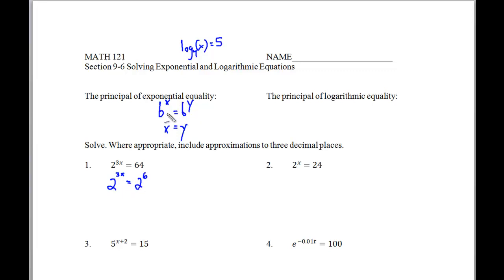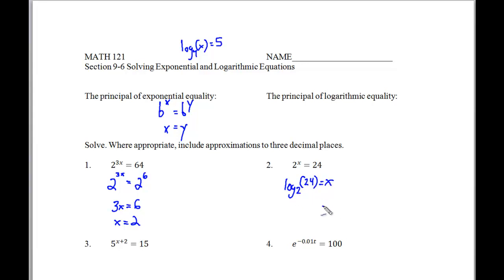So, like this principle of exponential equality, b to the x equals b to the y, now I have 2 to the 3x equals 2 to the 6. So 3x is equal to 6, or x is equal to 2. When we get to a problem like this, where 24 can't be written as a power of 2 very easily, what we can use is the change of base formula. This is equivalent to writing log base 2 of 24 equals x. Because when we have an exponential, the logarithm puts it into this question: 2 to the what power is 24.